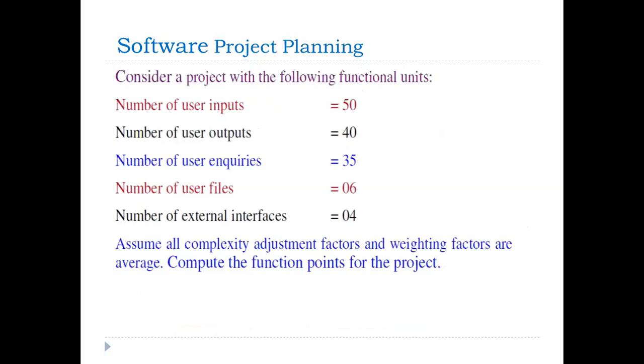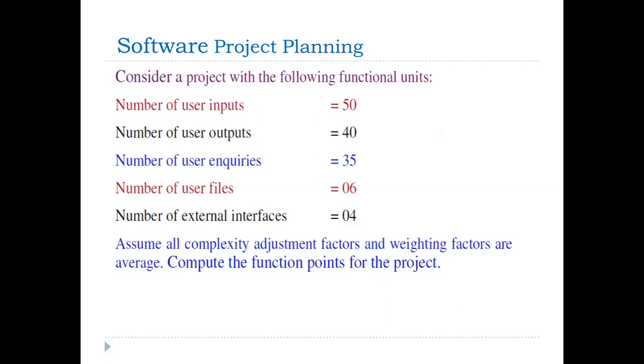Consider number of user inputs are 50, number of user outputs defined 40, number of user inquiries 35, number of user files 6, number of external interfaces 4. Assuming that all complexity adjustment factors CAF as well as weighting factors are average. So both categories are average. Compute the function point for the project.